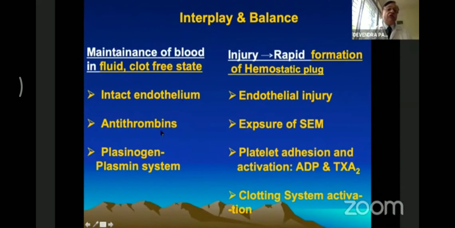Then there are antithrombins. The prototype is antithrombin III, which acts against thrombin and factors 8, 9, 10, and 11. Basically, these are secreted so that the clotting mechanism is controlled after the need for clotting is over. Then there is another system, the plasmin system, in which plasminogen activator, which is present either in the blood or in the endothelium, will convert plasminogen into plasmin, and plasmin is the enzyme which will lyse the fibrin. Fibrin is the ultimate thread which is formed in the clotting mechanism.